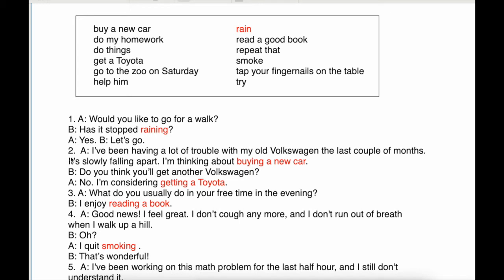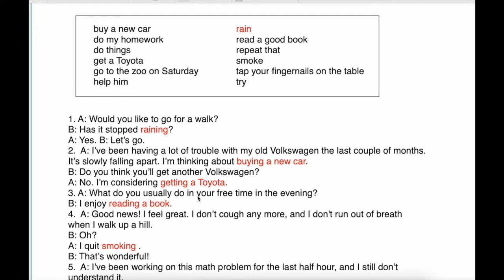2. I've been having a lot of trouble or problem with my old Volkswagen the last couple of months. It is slowly falling apart. Dökülüyor. I'm thinking about buying a new car. Think about buying a new car. Do you think you will get another Volkswagen? No, I'm considering getting a Toyota.